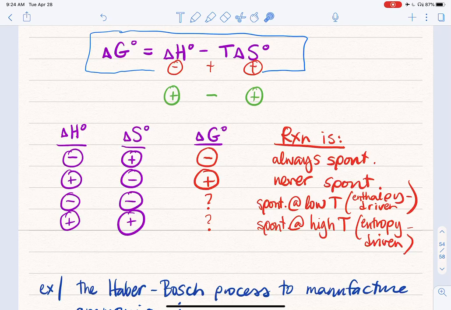And it's the opposite situation when both enthalpy and entropy changes are positive. In that case, if you want Gibbs free energy to be negative, this term has to be large and positive so that when you subtract it, you end up with a negative. So we call that spontaneous at high temperature, or spontaneous when T is big, or entropy driven because spontaneous when delta S is big and positive.